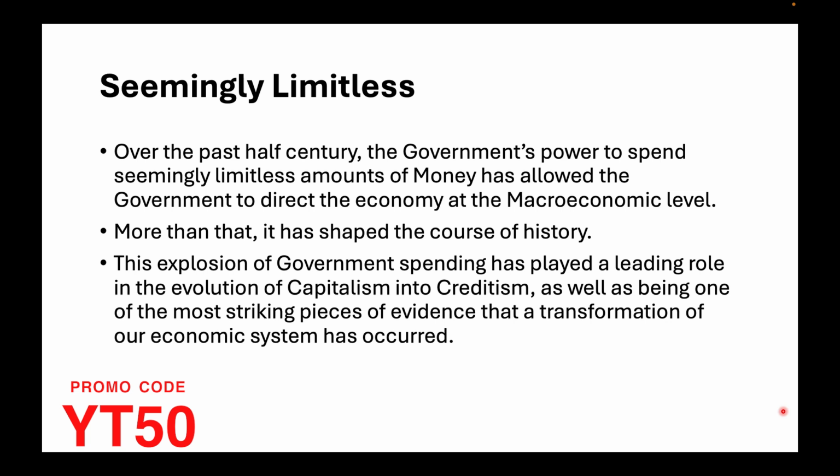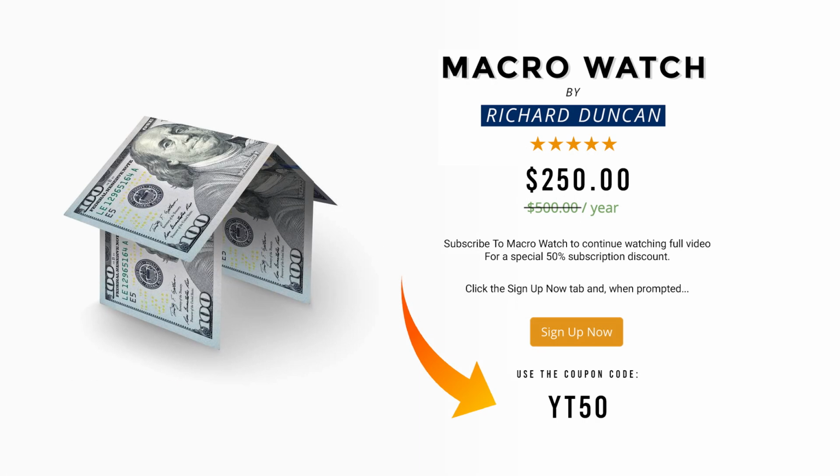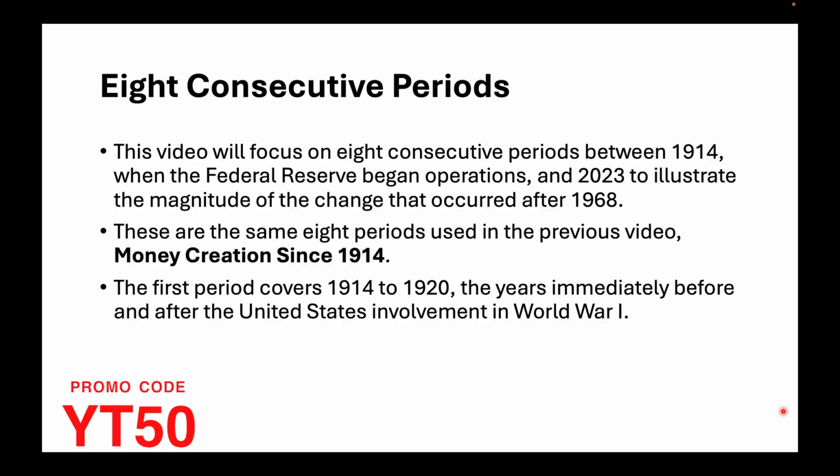This explosion of government spending has played a leading role in the evolution of capitalism into creditism, as well as being one of the most striking pieces of evidence that a transformation of our economic system has occurred. This video will focus on 8 consecutive periods between 1914, when the Federal Reserve began operations, and 2023 to illustrate the magnitude of the change that occurred after 1968. These are the same 8 periods used in the previous video, money creation since 1914.